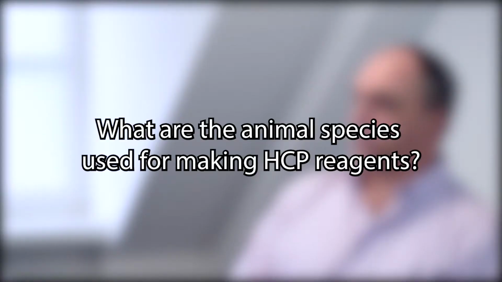What are the animal species used for making HCP reagents? The animal species used for making anti-host cell protein reagents most commonly is rabbit or goat. They've been used historically in almost equal amounts. Both are suitable for generating good broad coverage against all of the HCP proteins, where broad coverage is defined as covering all molecular weights from the very small proteins to the very large proteins.